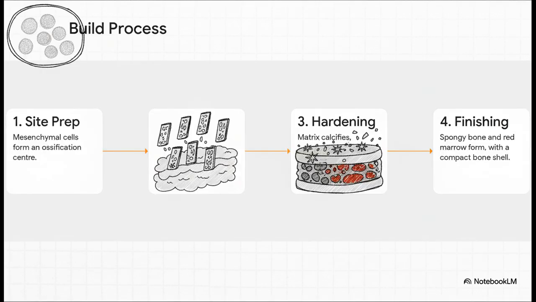So how does this direct build actually work? Well, you can think of it in 4 steps. First, site prep: a bunch of stem cells cluster together, basically marking the construction zone. Then, the real builders, cells called osteoblasts, show up and start laying down a soft, unmineralized foundation called osteoid. Step 3 is hardening. Calcium is brought in, which mineralizes the whole thing and traps the builder cells inside. These trapped cells then mature and become osteocytes. And finally, the finishing touches. The whole structure organizes itself into spongy bone on the inside with a hard, compact shell on the outside. Quick, direct, and incredibly effective.